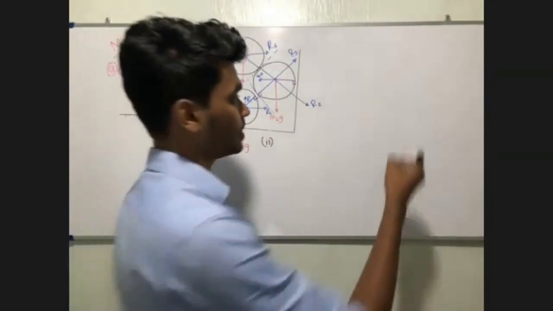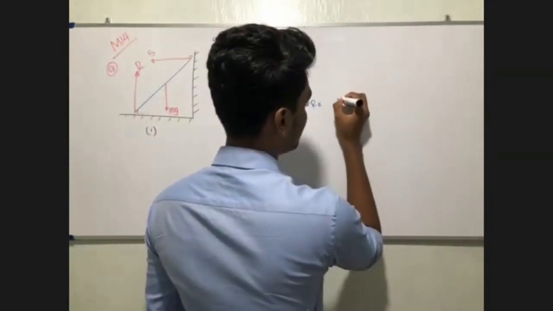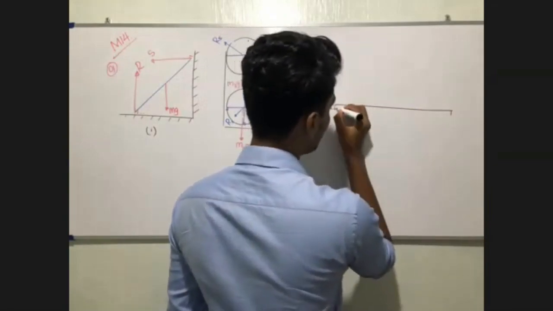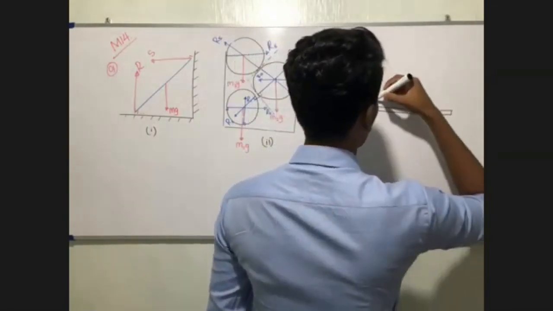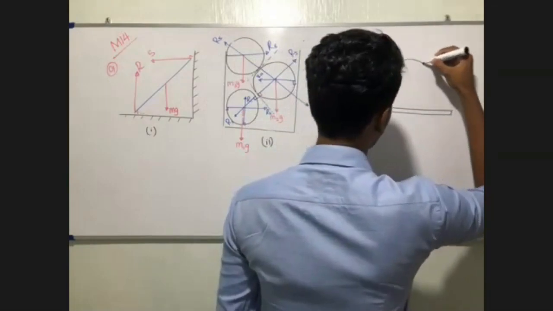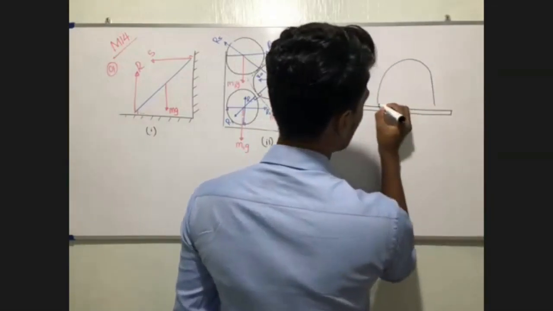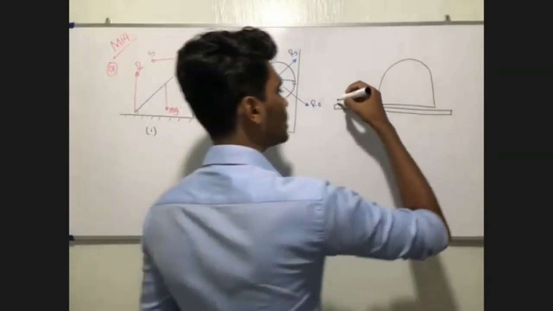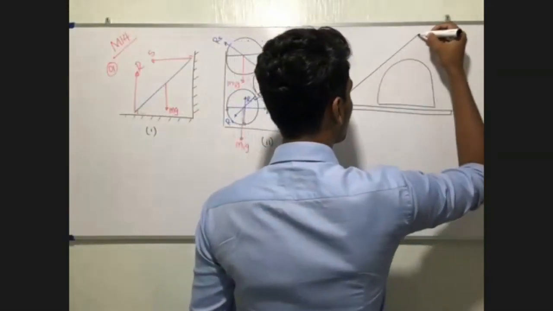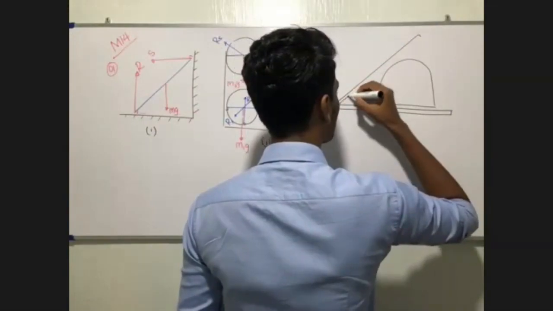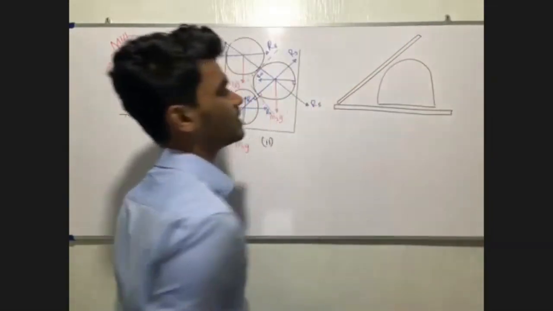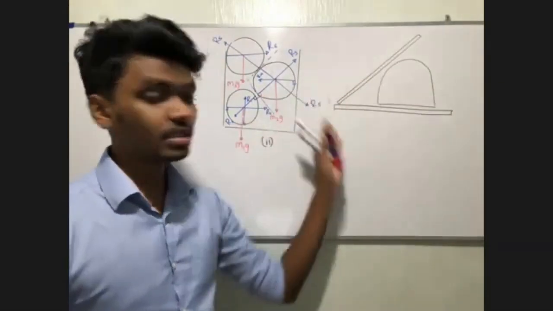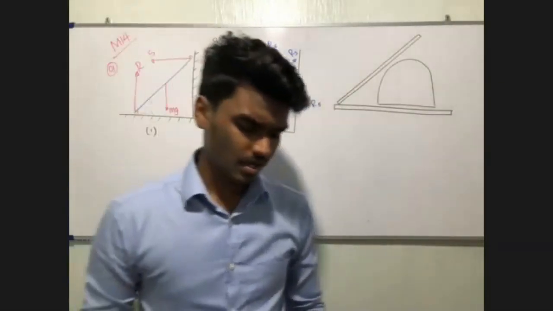No, not the same. There are 3 surfaces. The third one, there are 3 surfaces. This is one rod. On the rod, there is a hemisphere, and then on the hemisphere, this kind of view, right? This is how it's going to be. The third figure.